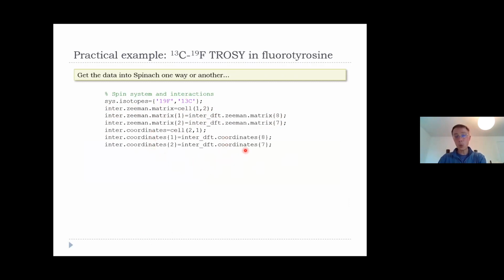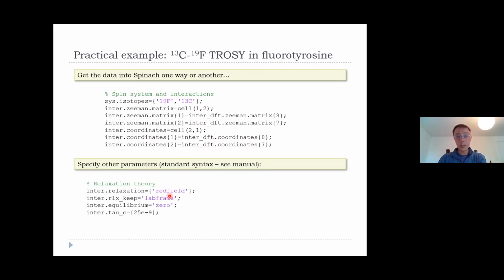Then coordinates, again, we lifted the Cartesian coordinates from the DFT import. And standard Redfield relaxation theory, Spinach automatically accounts for all the relevant cross-correlations in there. We want relaxation rates, so laboratory frame. No worries about the equilibrium destination because we just want the rates. And 25 nanoseconds is typical for a pretty large protein. And this was Harry's genius guess. He suspected that for very large proteins, this is still going to work, even though fluorine is normally inapplicable. Fluorine NMR lines get too broad too quickly.